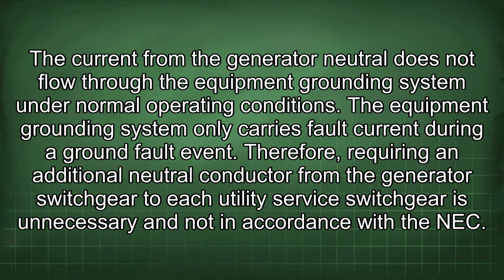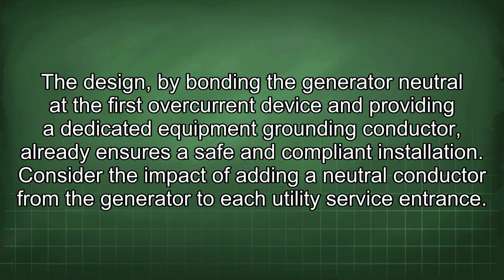The current from the generator neutral does not flow through the equipment grounding system under normal operating conditions. The equipment grounding system only carries fault current during a ground fault event. Therefore, requiring an additional neutral conductor from the generator switchgear to each utility service switchgear is unnecessary and not in accordance with the NEC. The design, by bonding the generator neutral at the first overcurrent device and providing a dedicated equipment grounding conductor, already ensures a safe and compliant installation.